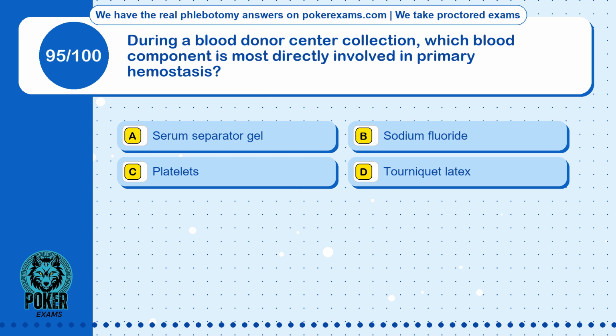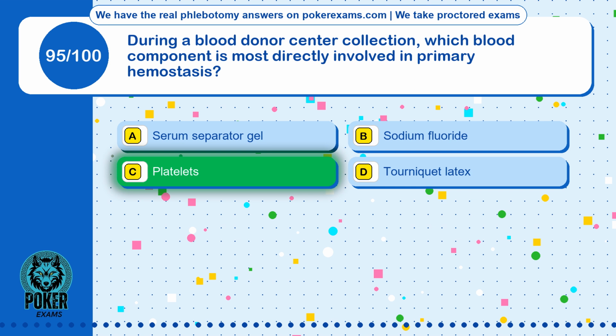Question 95. During a blood donor center collection, which blood component is most directly involved in primary hemostasis? Option A, serum separator gel. Option B, sodium fluoride. Option C, platelets. Option D, tourniquet latex. The correct answer is option C.